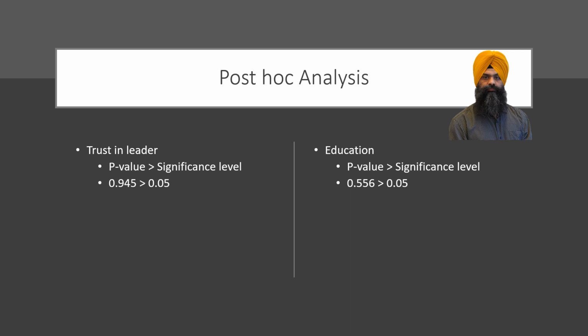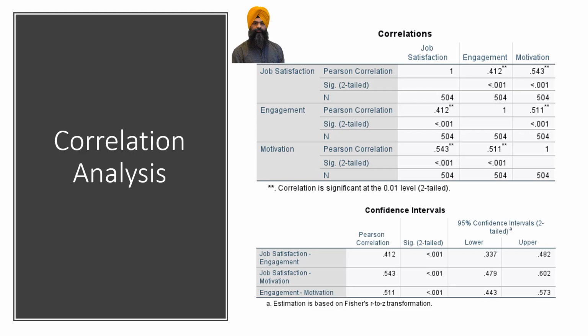In both cases, since the ANOVA did not detect significant differences among the groups, conducting a post hoc analysis would not provide additional meaningful insights. Variables appropriate for conducting a correlation analysis for the provided datasets are job satisfaction, engagement, and motivation. These variables measure psychological constructs and are likely to be interrelated in the workplace context.